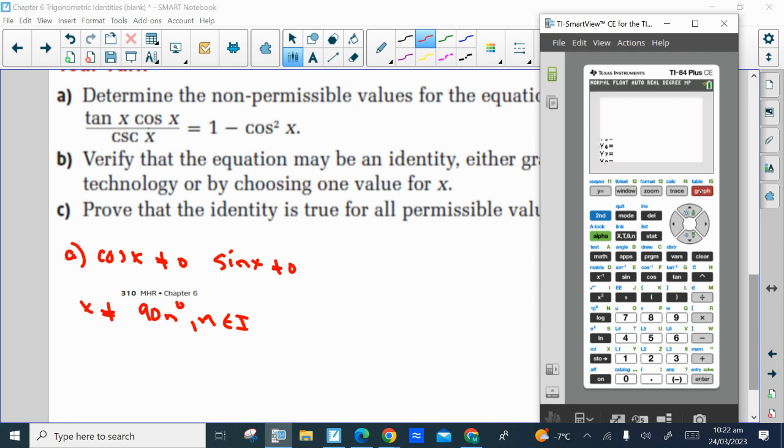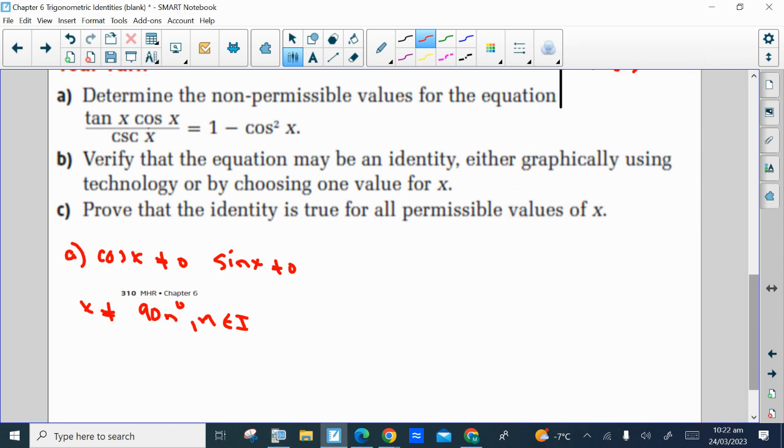So I'll leave my windows the way they are. Looks very similar to the same graph that we just saw in the last one. And again, the two graphs are the same, so that means it's probably an identity, but there could be a spot somewhere outside there where they're not. Yes? Yeah, no, it doesn't matter.